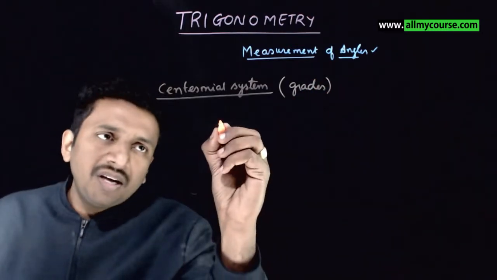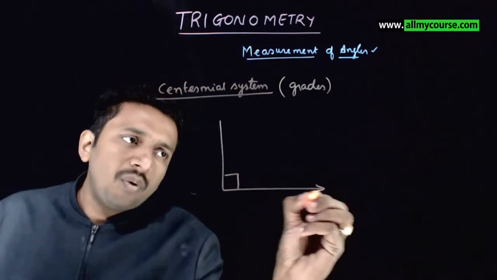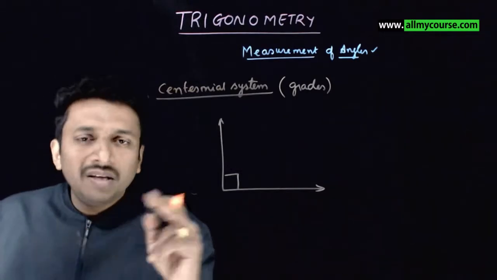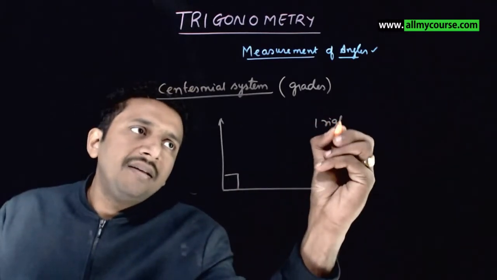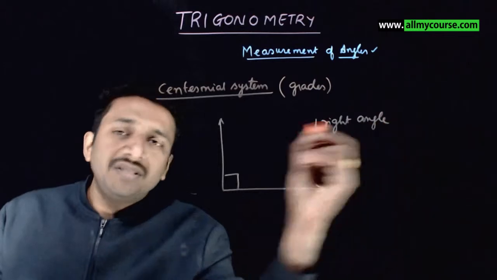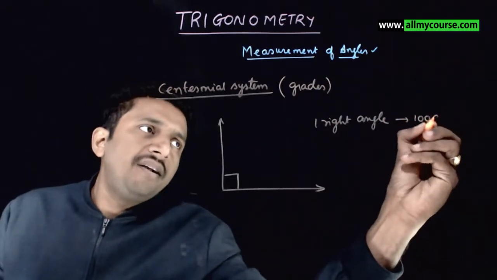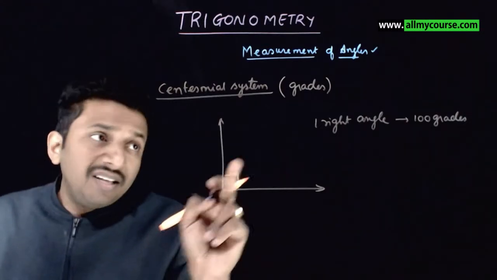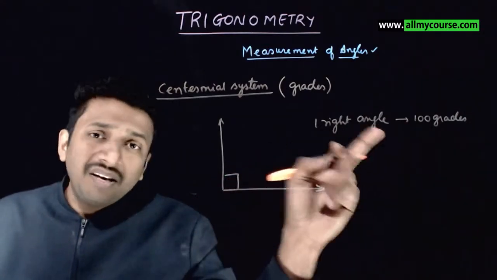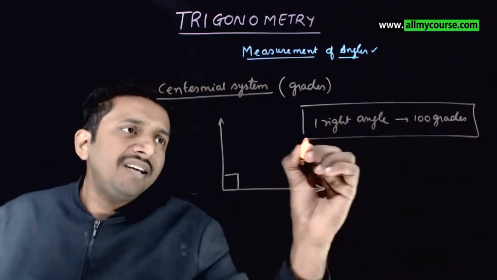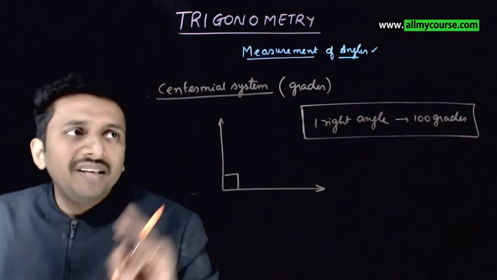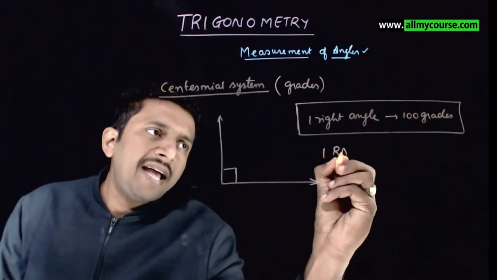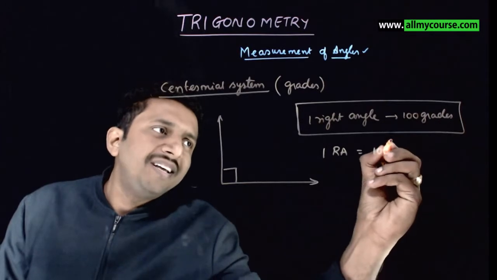And how does the system work? One right angle, whatever the right angle is, you know that a right angle is 1/4 of a complete rotation. So one right angle in the centesimal system is divided into 100 grades. So 9 right angles are divided into 900 grades. So this system is called the centesimal system. The system looks something like this: one right angle is equal to 100 grades.